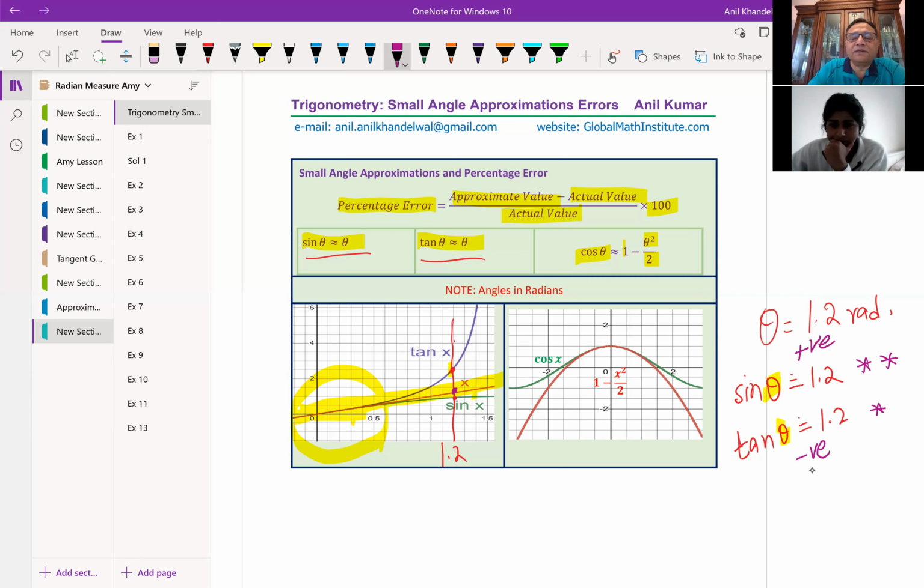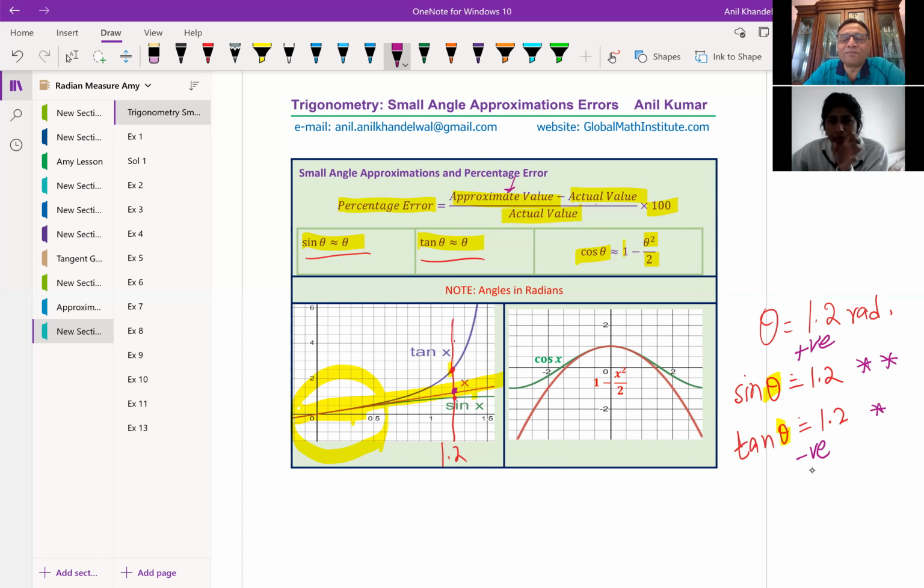Because for sine theta, the approximated value is higher. So the approximated value is higher, right? This is plus something more, right? The actual value is on the graph, which is lower than y equals to x. Is that clear to you?